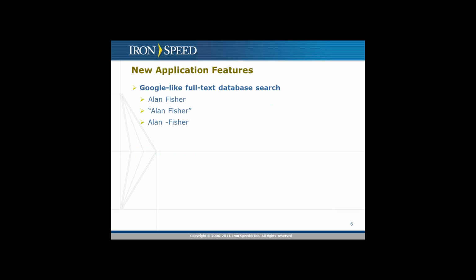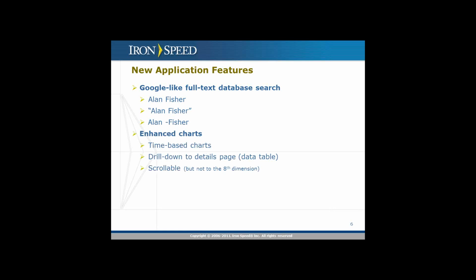Namely, we've added Google-like search to Iron Speed applications if you're using Microsoft SQL Server. The great thing about this is that you can enter a variety of different terms. So, for example, you could type in Alan Fisher, and it would come back with a list of all the database records that contain the words Alan and Fisher, ranked in terms of their proximity to each other. If you want an exact match, you can put quotes around it. If you want all the entries that have Alan but not Fisher, then you'd put a minus before it and so forth. So very Google-like functionality there.